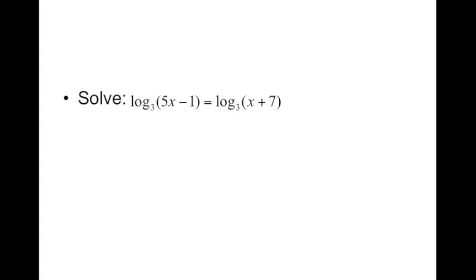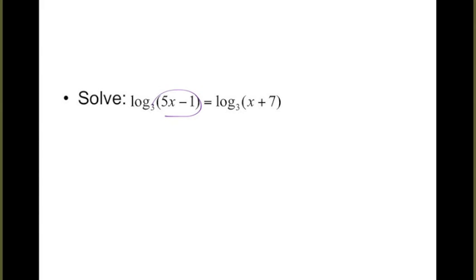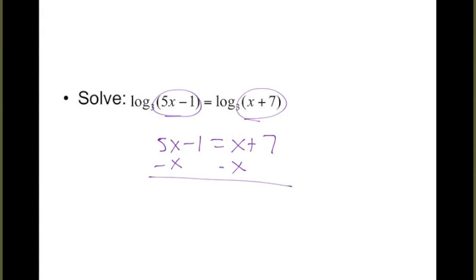So in this one we have a log base 3 of something equals a log base 3 of something. Since everything matches on the two sides, log of base 3, log of base 3, the insides must match as well, and we can just set 5x minus 1 equal to x plus 7. So if on the two sides you have the same exact log, you can just set the insides equal to each other. To solve, I would then subtract x from both sides, add 1, and divide.